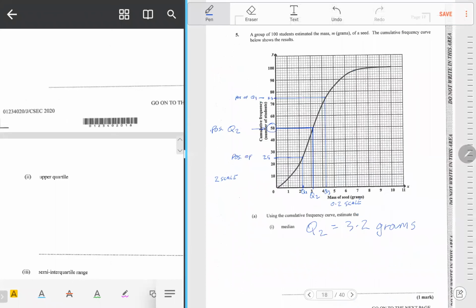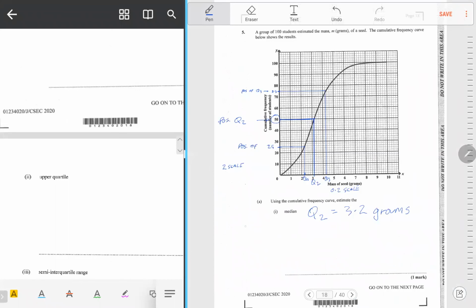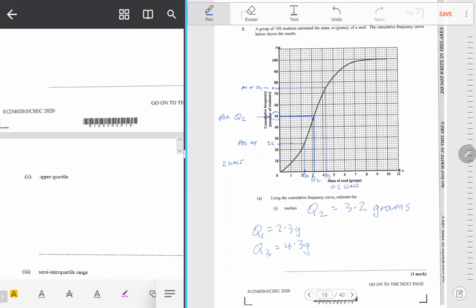All right, I can write them under here. They didn't ask us for it, but I can write them still. So we have Q1 is 2.3 grams. Q3 is what? 4.3 grams. Good. All right, so that's all we got. So we can continue now.